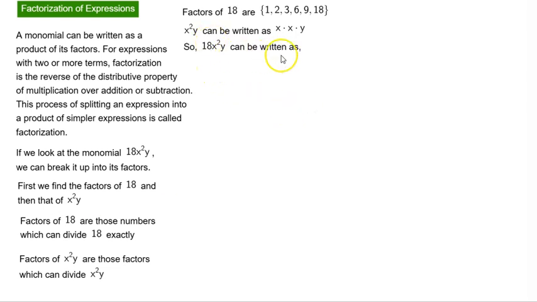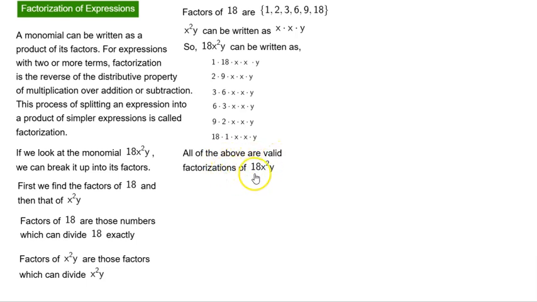So 18x square y can be written as 1 times 18 times x times x times y, 2 times 9 xxy, 3 times 6 xxy, 6 times 3 xxy, 9 times 2 xxy, and 18 times 1 xxy. All of the above are valid factorizations of 18x square y. So if we are talking of just 18x square y, then we have done the factorization.